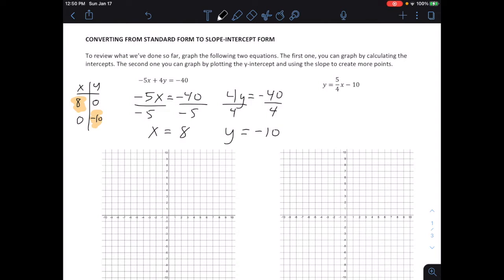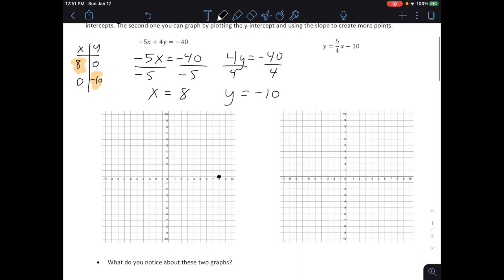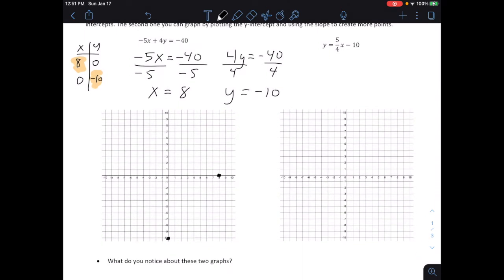And remember, I just have to plot those 2 points. So the first one, the x value is 8, so I can go ahead and plot that at 8. The second one, the y value is negative 10, so oops, I'm going to have to move down there. And then I just connect those dots. Whoops, I didn't hold it to let the line draw a nice straight line. That's okay. It still works.